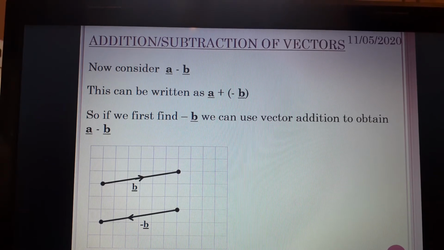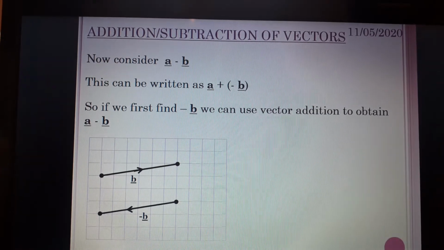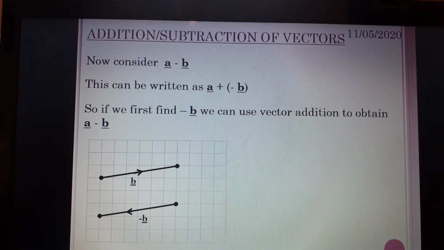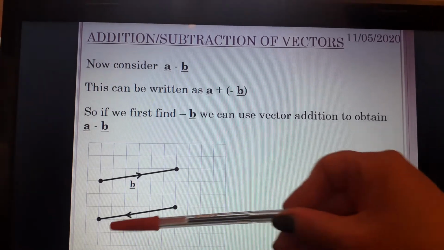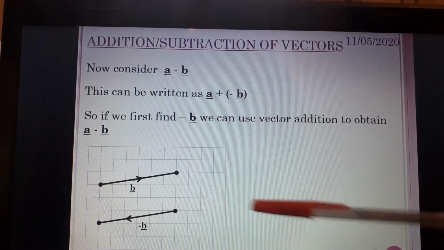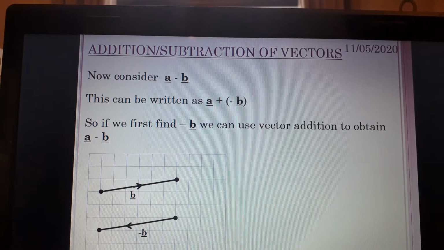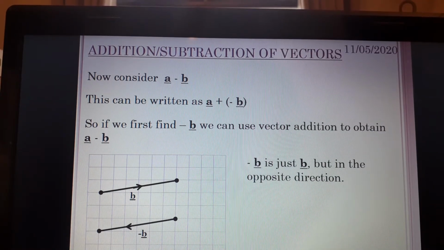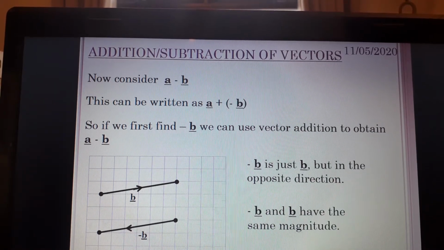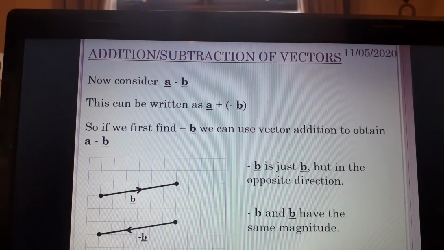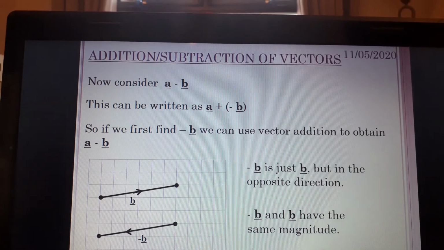So here we have exactly the same line as we had before, but the arrow in the middle is showing that the vector is starting here and finishing here, going in the opposite direction. So it goes in that direction as opposed to that direction for vector b. So minus b is just b in the opposite direction. They have the same size. The magnitude of b is exactly the same as the magnitude of minus b.